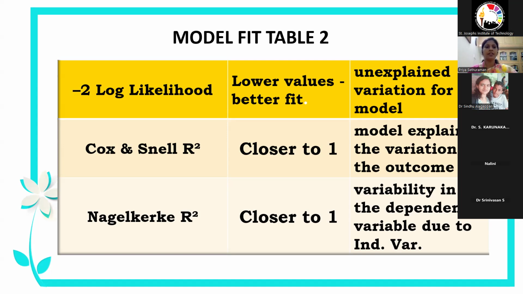Next is the Cox and Snell R square, and it should be closer to 1. It is similar to the R square that you get in linear regression, and it shows how the model explains the variation in the outcome. Nagelkerke R square is the adjusted R square, similar to the adjusted R square in regression analysis, and it should also be closer to 1. It takes into account all the variables and also those not considered in the analysis. So this is how the three important model fit criteria are necessary.